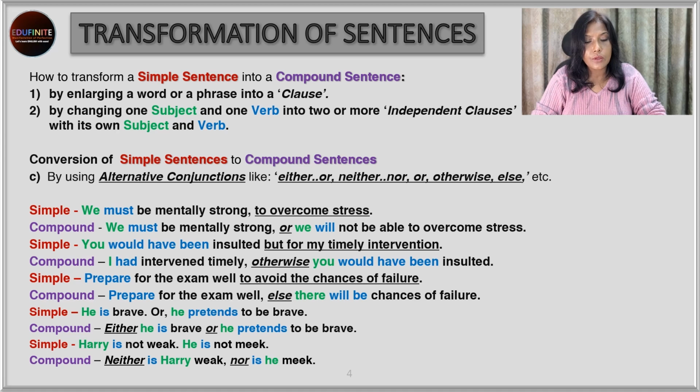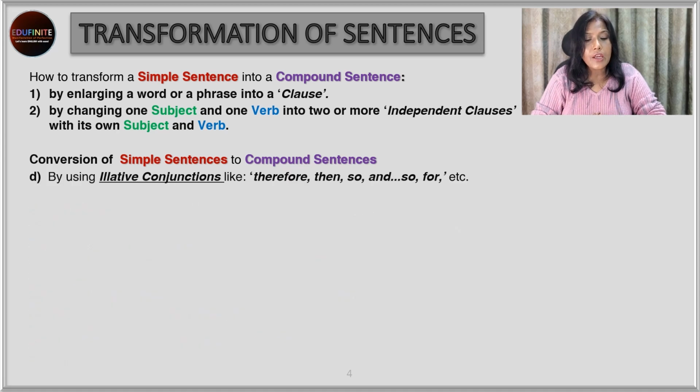Now, we come to the last one. By using relative conjunctions like therefore, then, so, and, for, etc., we can convert simple sentences into compound sentences. Now, a relative conjunction is a word that is used to join two phrases, but here the first phrase refers to the second phrase. So when a first phrase is referring to the second phrase and we are joining them together by a conjunction, then that is the relative conjunction.